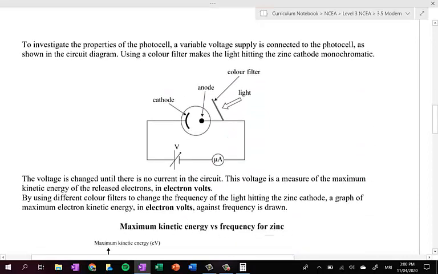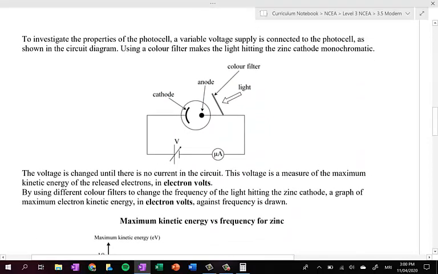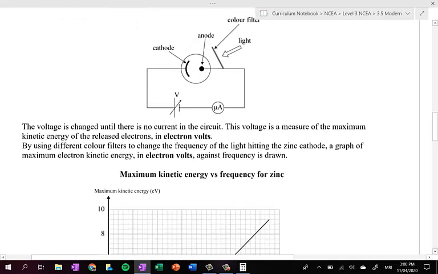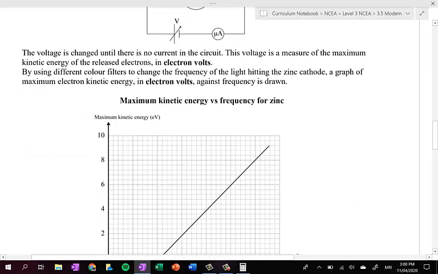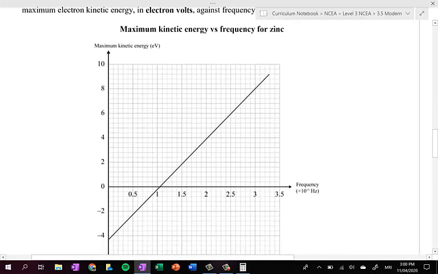Okay, cool. So to investigate the properties of the photocell, a variable voltage supply is connected to it, as shown in the circuit diagram. Using a color filter makes the light hitting the zinc cathode monochromatic, so in other words have only one frequency. The voltage is changed until there is no current in the circuit. This voltage is a measure of the maximum kinetic energy of the released electrons in electron volts. By using different color filters to change the frequency of light hitting the zinc cathode, a graph of maximum electron kinetic energy in electron volts against frequency is drawn, and here's that graph.